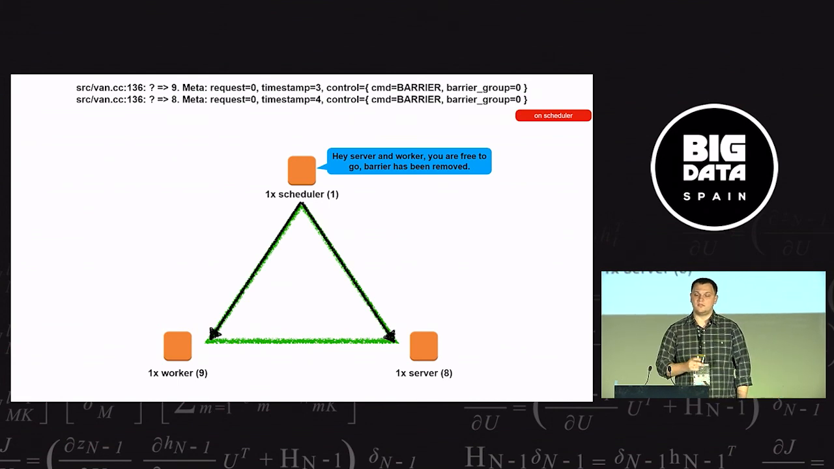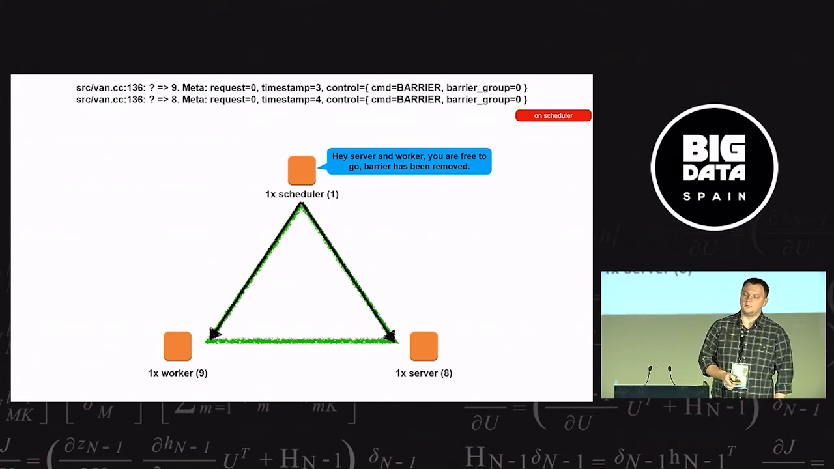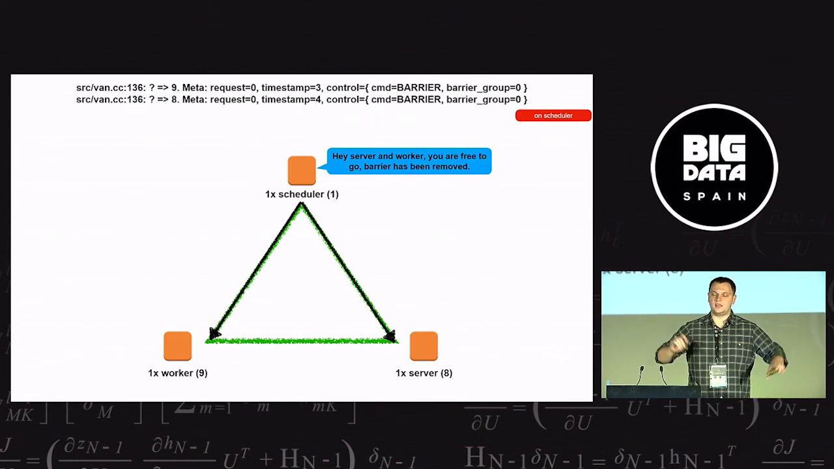Only when everyone is ready to do the training, so everyone has reached the first barrier, the scheduler is going to announce, "Okay, now you worker and you server are free to go, you guys are on your own, and now you can actually start the training."